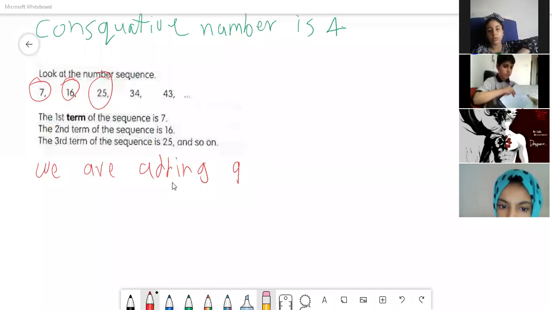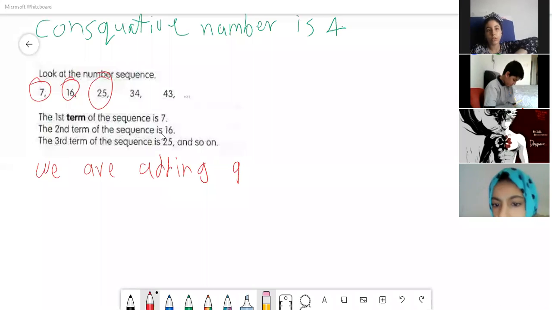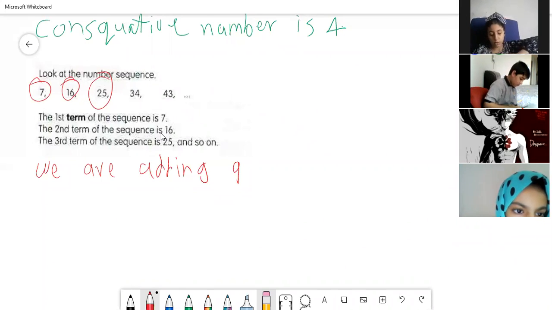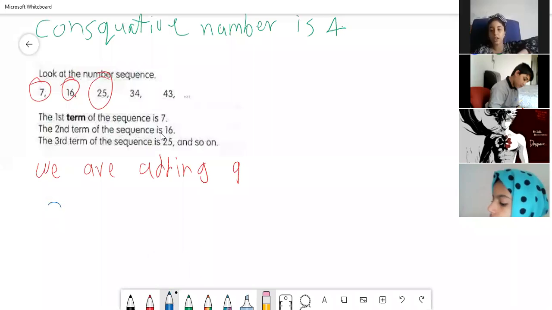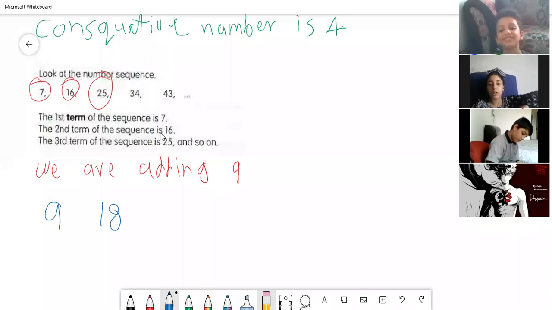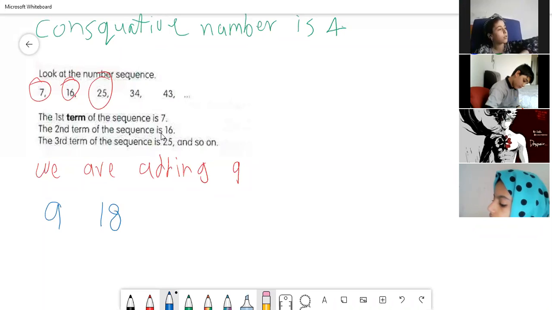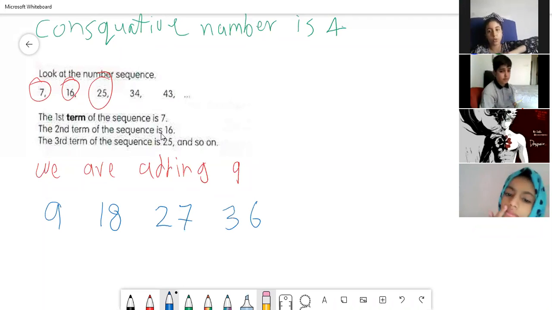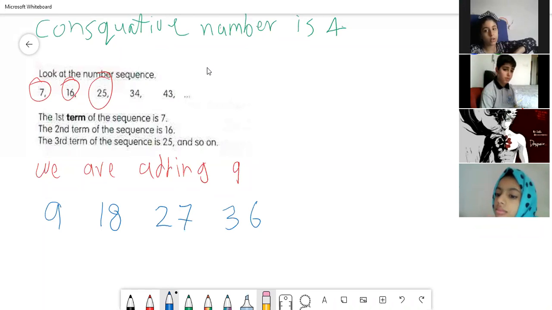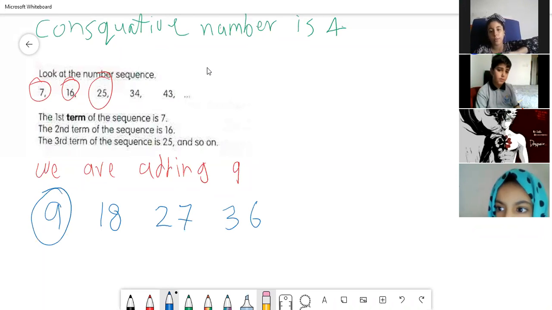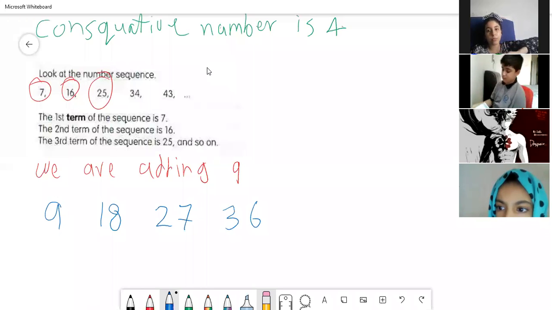Riyadh, multiple of 9? Yes. Multiples of 9: 9, 18, then 27, then 36, and so on, okay? These are the multiples of 9, meaning starting with 9, adding 9 each time, each step.